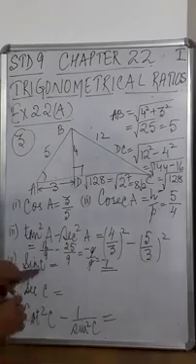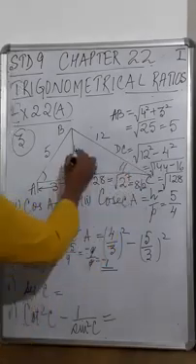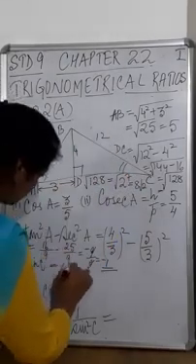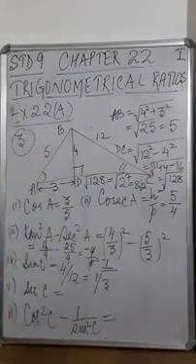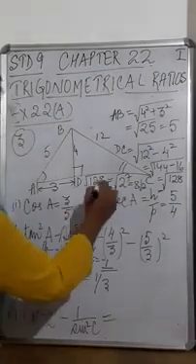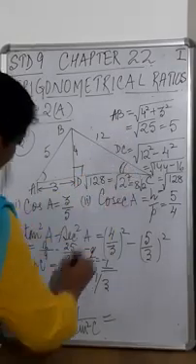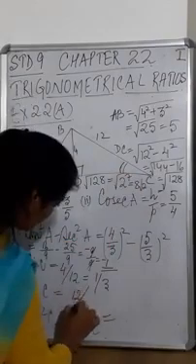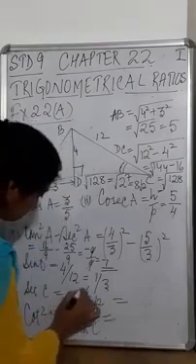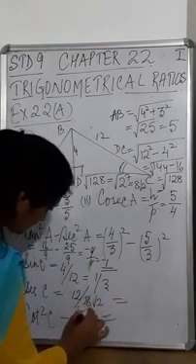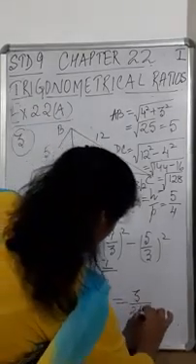So sine of angle C will be equal to 4 by 12, which is equal to 1 by 3 on cancellation. Sec of angle C will be equal to hypotenuse by base for this angle. So 12 by 8 root 2. If you cancel, 2 times, 3 times, 3 by 2 root 2.